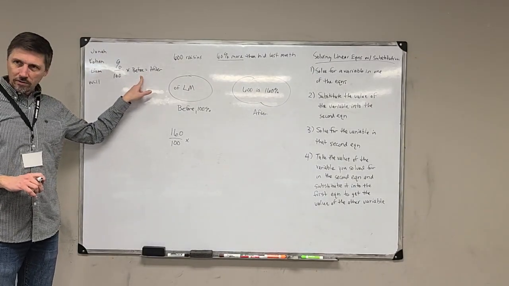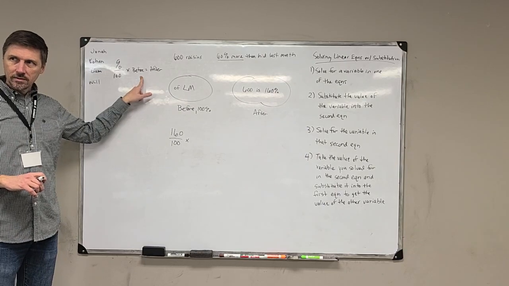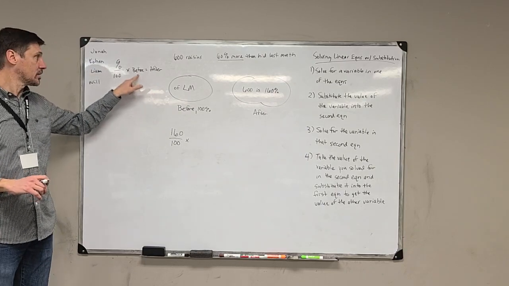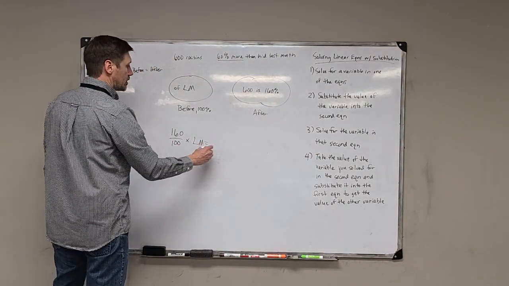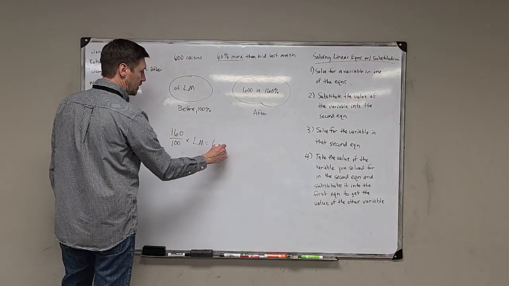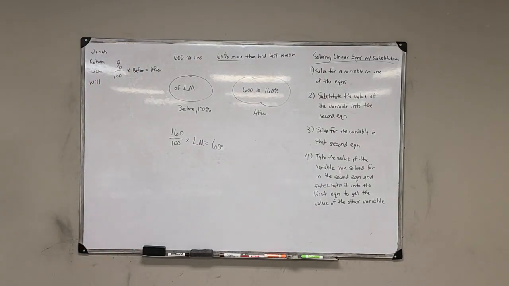Do we know the before? Not yet. We don't. That's what we're trying to find, right? So we don't know this one. So this is the unknown. So this is where our LM goes. So this is the after, because that's what we do know. That's where our 600 goes. Does that make sense?